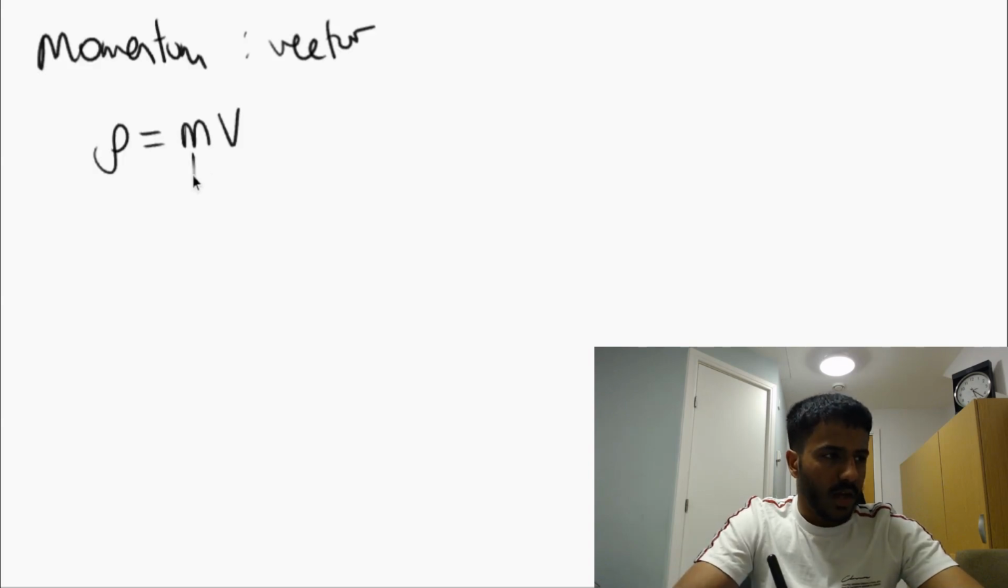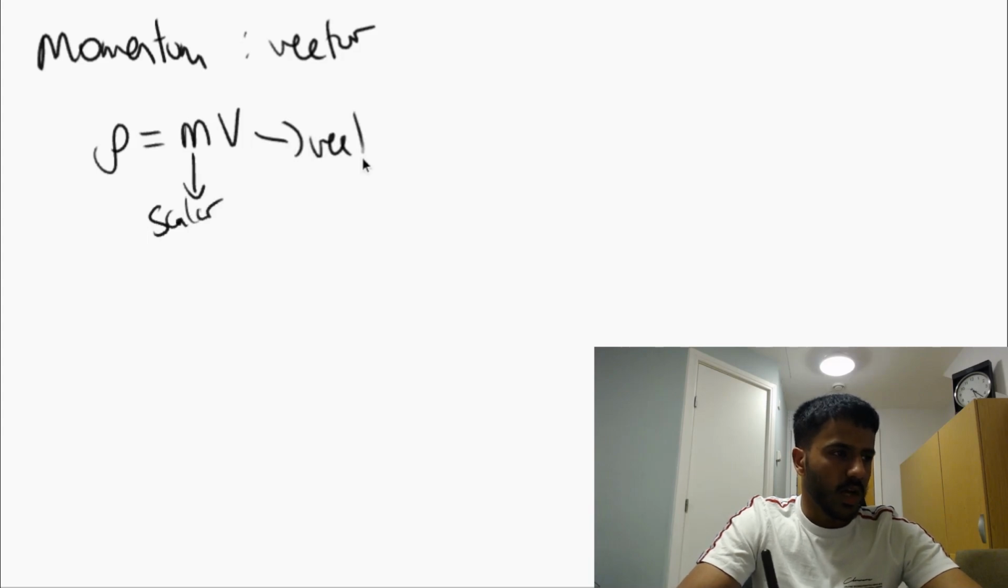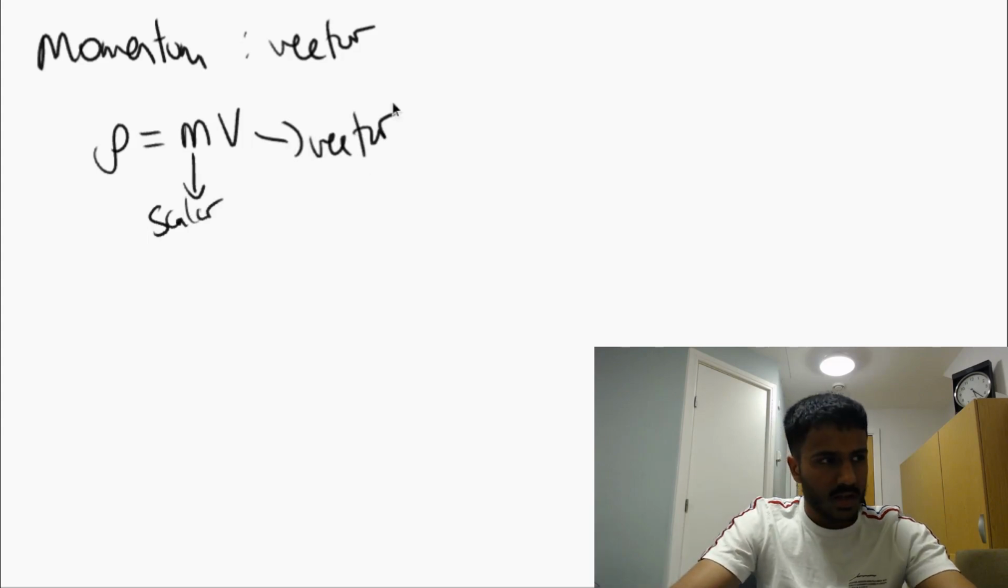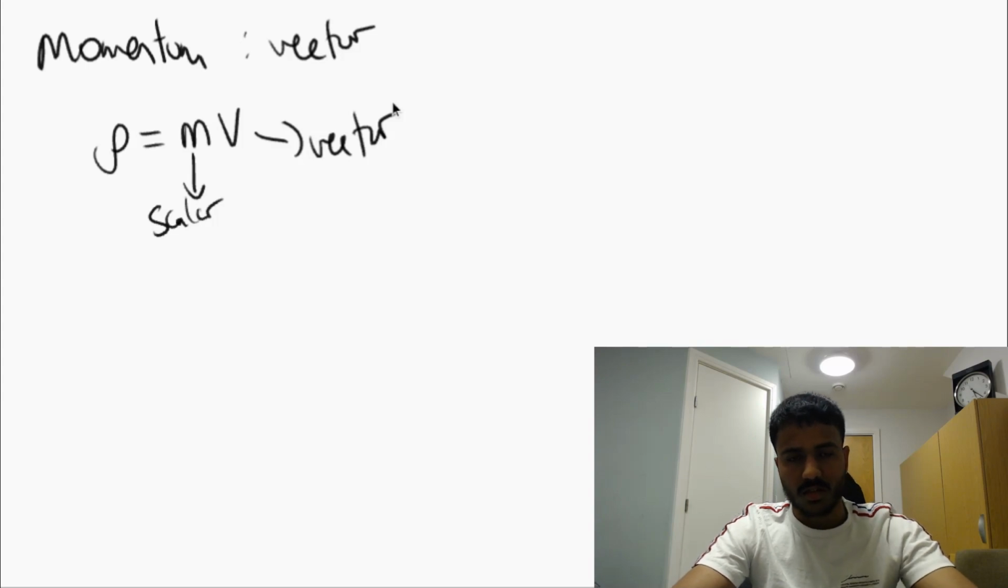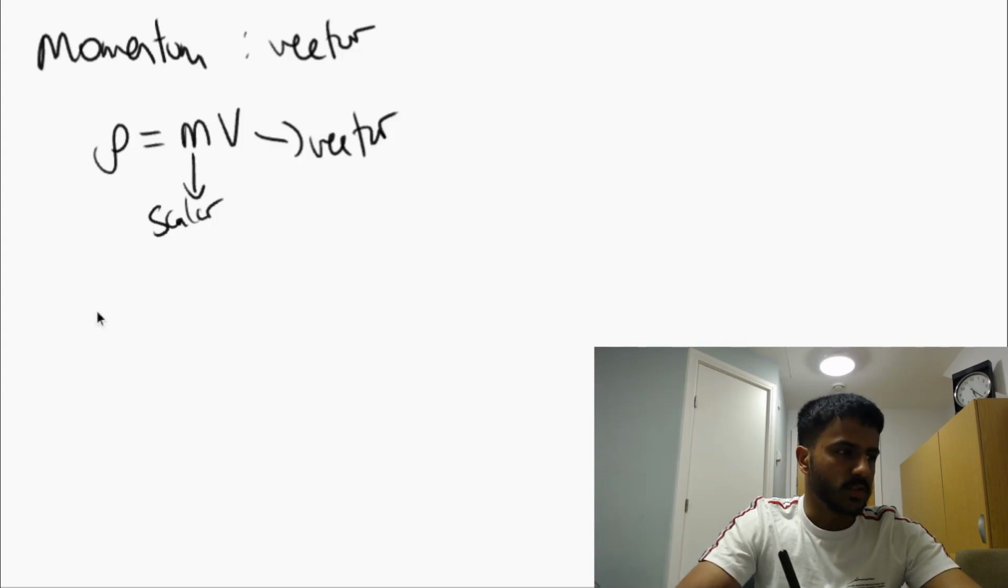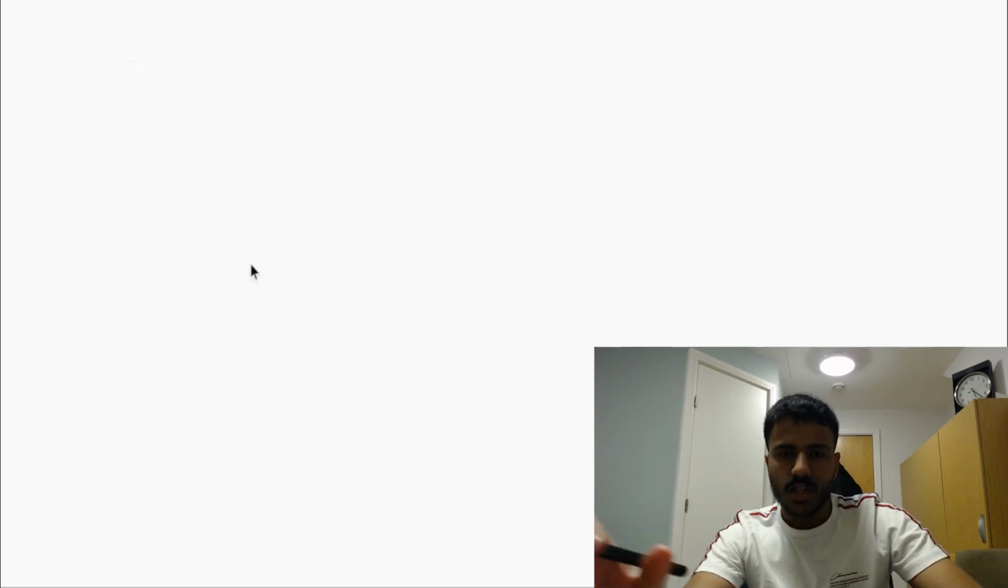Now, one thing that you need to note about momentum is that it's a vector. We know that m is a mass, and we know that mass is a scalar. We know that velocity is a vector. And I've said previously that a scalar times a vector is a vector. So this means that momentum is a vector quantity. So that means that the direction matters when it comes to doing momentum calculations.